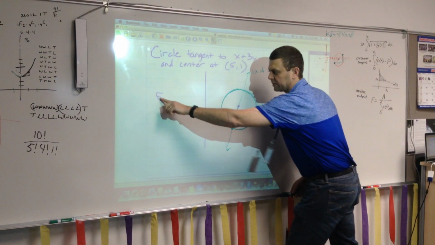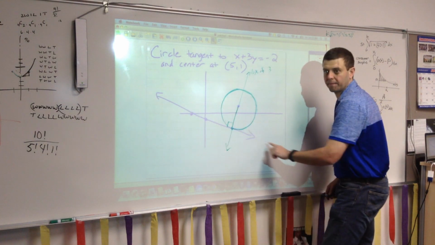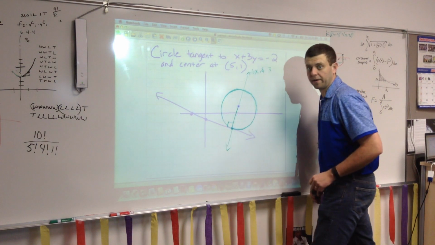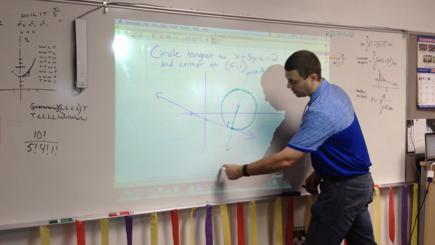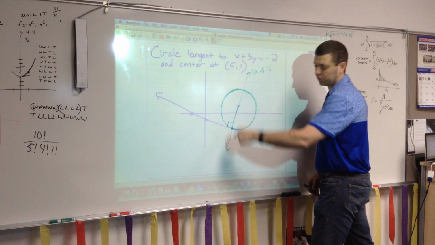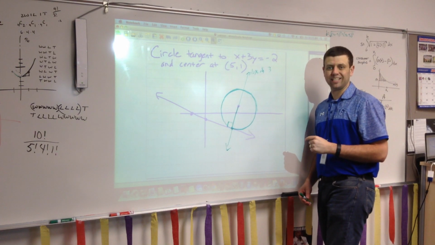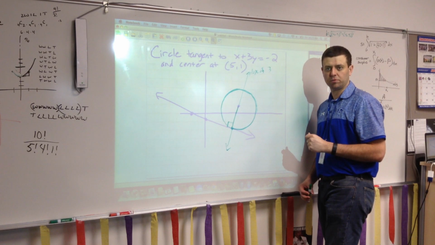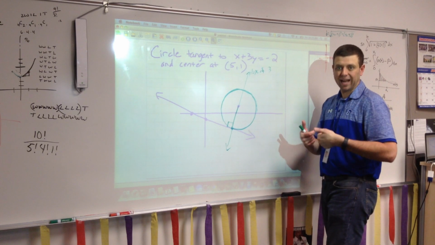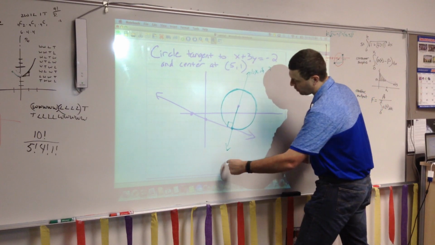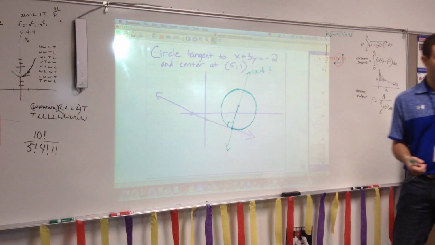What was the slope of this line? No, this one, the blue one. -1/3, right? The slope of that blue line was negative 1/3. So the slope of this line, which we know is perpendicular to it, remember how perpendicular lines have opposite reciprocal slopes? So what's the opposite reciprocal of negative 1/3? Positive 3. So I know the slope of this line has to be 3.